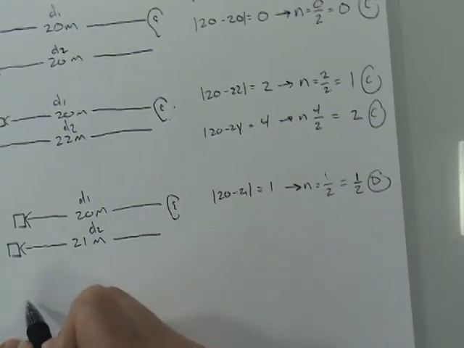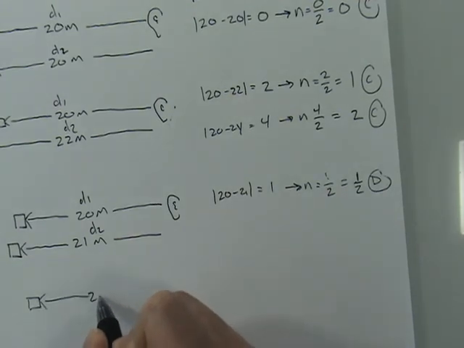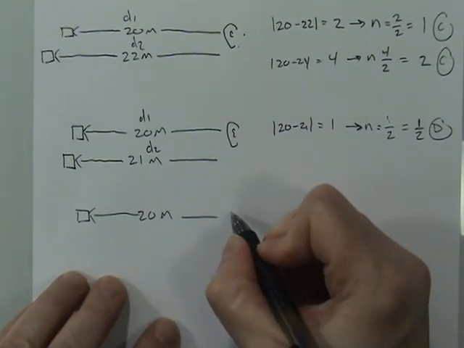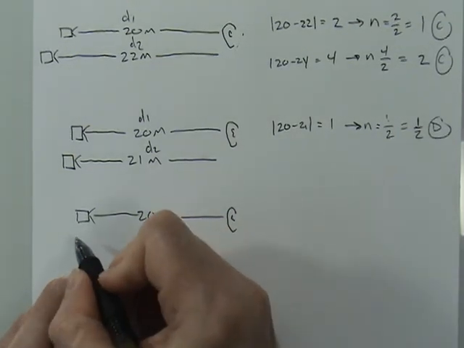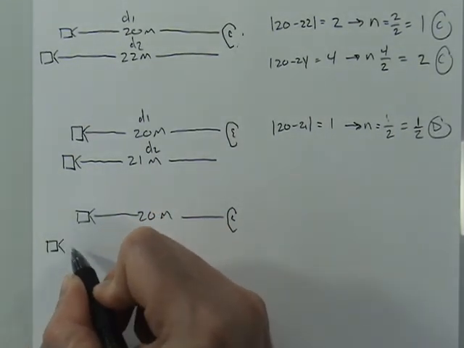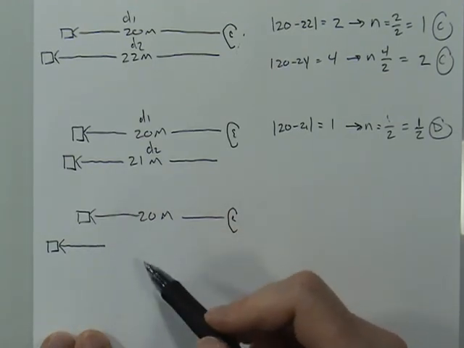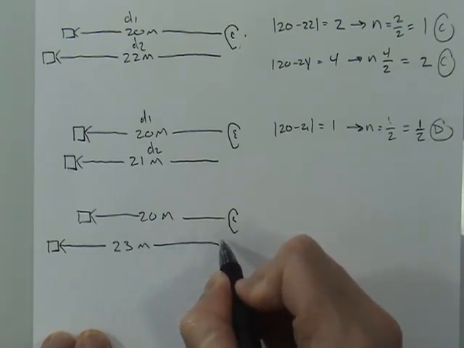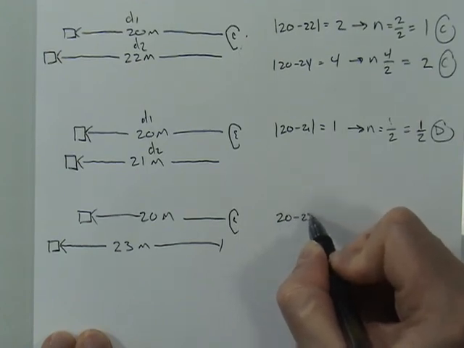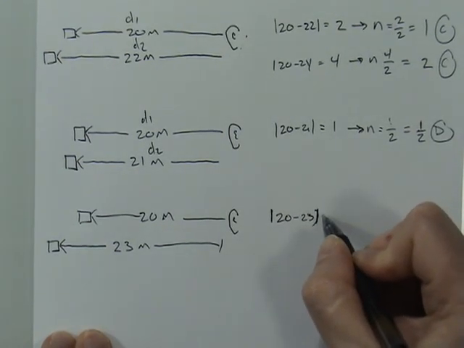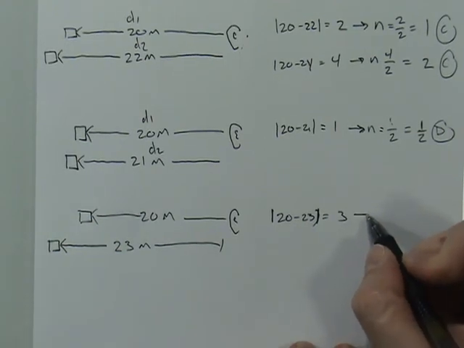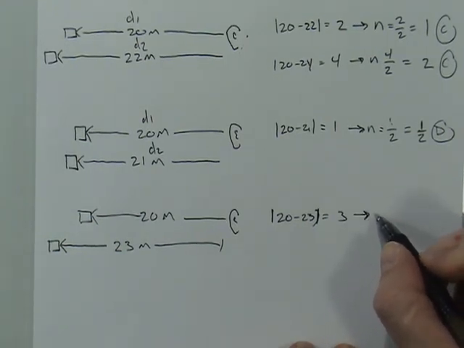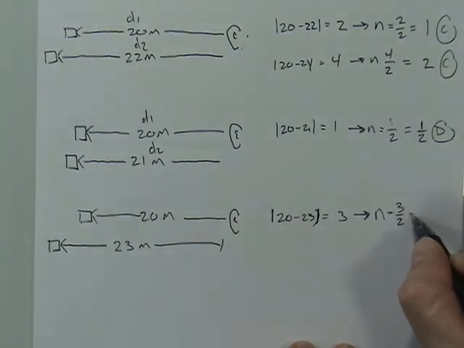Now let's say that I moved it, where would be the next position where I would expect to see destructive interference? Well, I would need to move it 1.5 times the wavelength away. And 1.5 times the wavelength would be 3 meters. So I need to move 3 meters further to the left. And if I do that, I'll end up with 20 minus 23. Sorry, absolute value. That's equal to 3. So now I'm going to calculate what value of n I got. So n is equal to 3 divided by 2, or 1.5. That will also be a destructive interference.